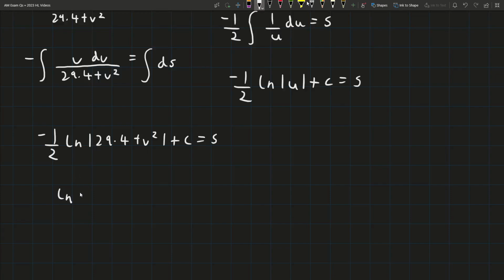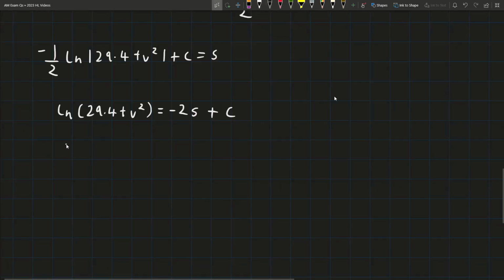So we'll get ln of 29.4 plus v squared. That'll be equal to minus 2s, and then plus c, it's going to be multiplied by minus 2, and it's going to be brought to the other side. But at the end of the day, it's still just a constant. We're just going to write plus c. Now we can do e to the power on both sides and say that 29.4 plus v squared, because e to the power of ln, they're going to cancel, equals e to the power of minus 2s plus c.